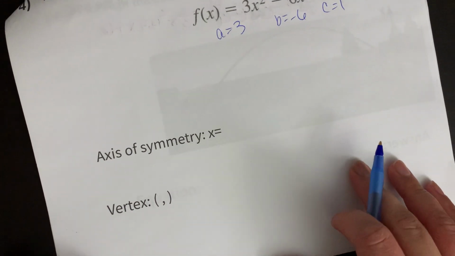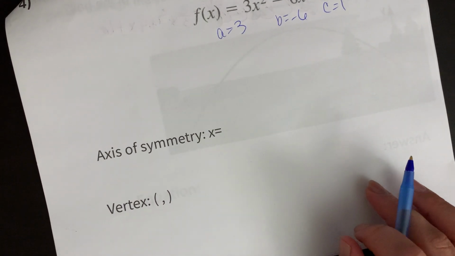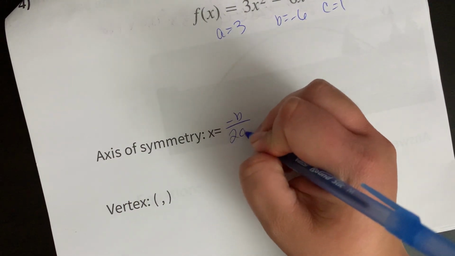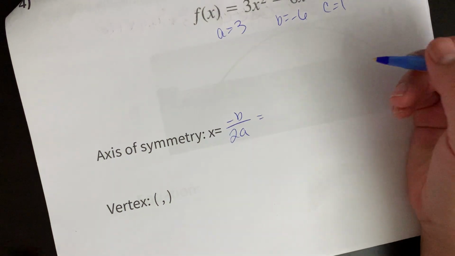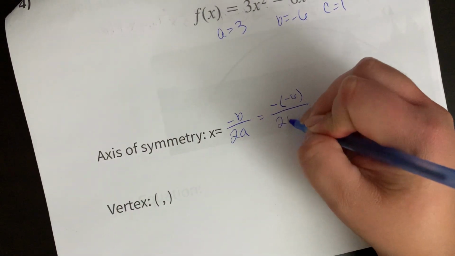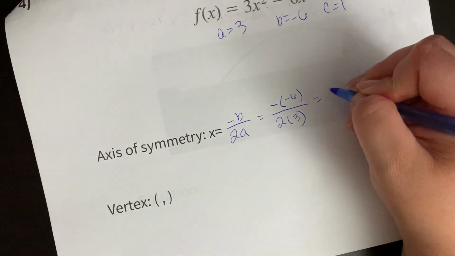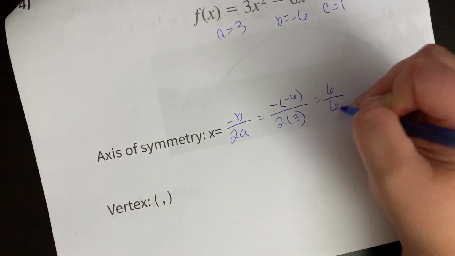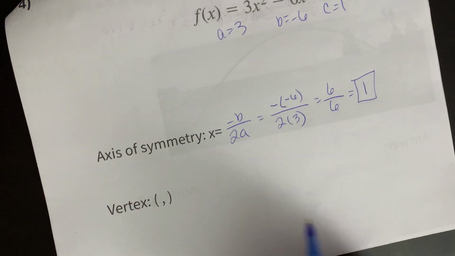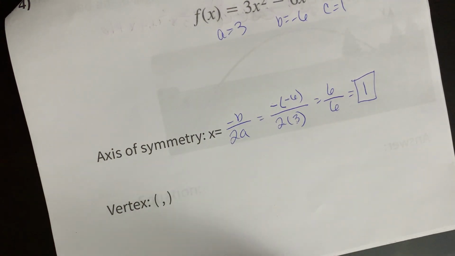So to find our axis of symmetry, if you use your notes, which remember you can, right? So x equals -b over 2a. So that means that I'm going to have negative whatever b is, which is -6 over 2 times 3. A negative and a negative is a +6. 2 times 3 is 6. So 6 divided by 6 is just 1. Okay. So that's your axis of symmetry.